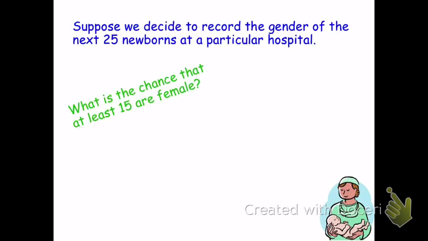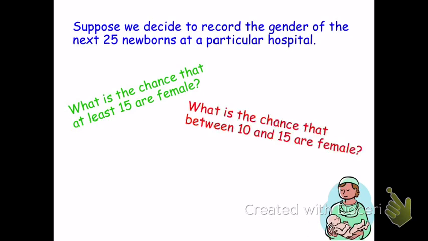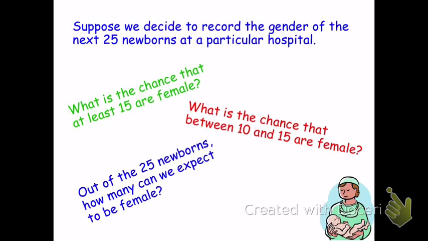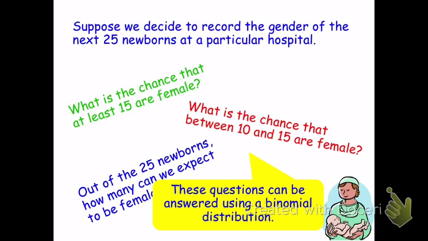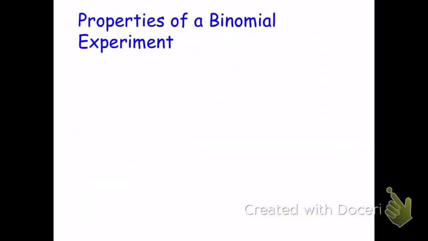Questions that we could ask in this chapter are, what is the probability that at least 15 are female? What is the chance between 10 and 15 are female? Out of the next 25 newborns, how many can we expect to be female? Those are the types of questions that you'll be asked, and we can use binomial distributions to answer that.